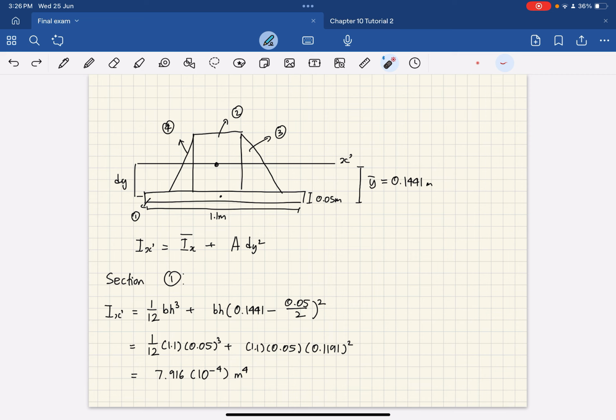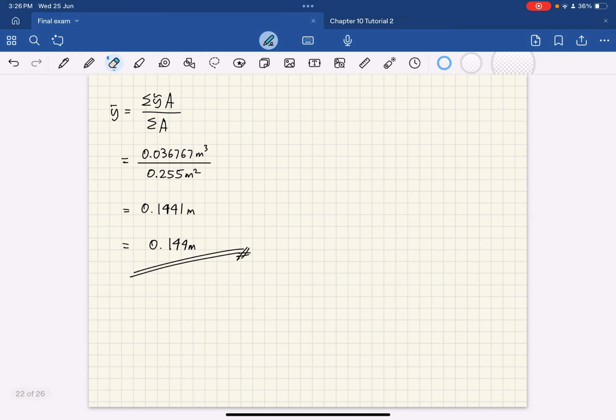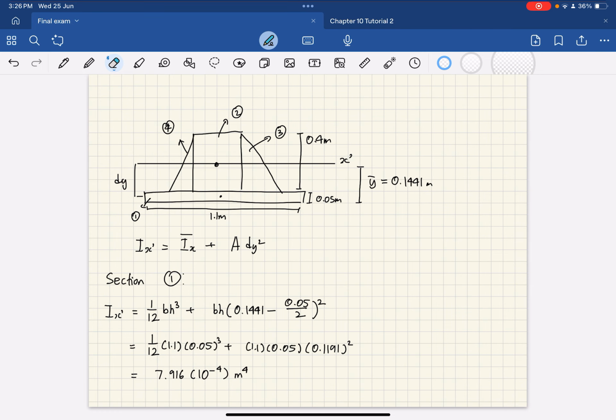We know that this height, if I'm not mistaken, is 0.4 meters. Let me just double check before I say anything extra. 0.4 meters. Okay, 0.4 meters, so it must be 0.2 meters. Half of 0.4 must be 0.2 meters, maybe somewhere lying along this line. So we need to know the difference between that 0.2 meters and this one. That would be your dy.